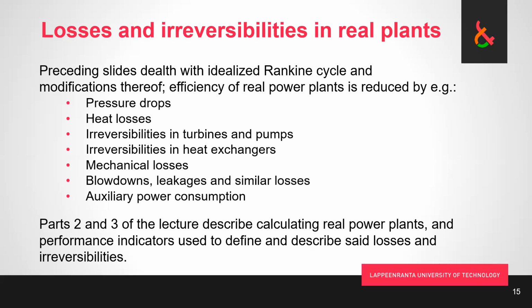We have mechanical losses, we have various blowdowns and leakages, working fluid losses in a way from the process. And we have a whole bunch of different types of auxiliary equipment that needs electricity or high pressure steam to run, and they have their consumptions. So basically the next parts of the lecture are going to describe the calculation process of real power plants. We'll start with a little bit of introduction to process calculations, and then we're going to look at the basic common performance indicators for the whole power plant and different parts in it, so that we can take into account all of these things that happen in real power plants.